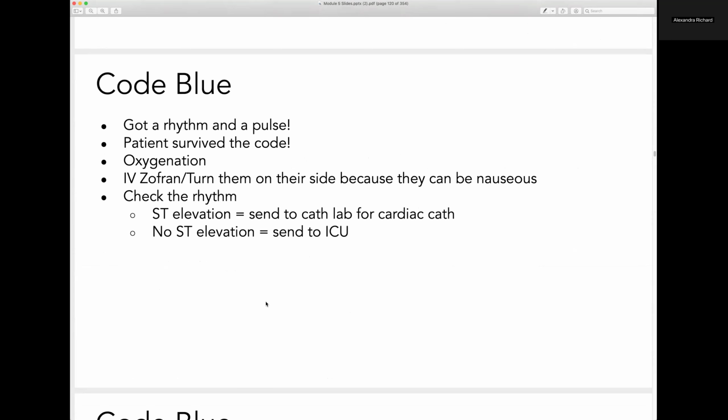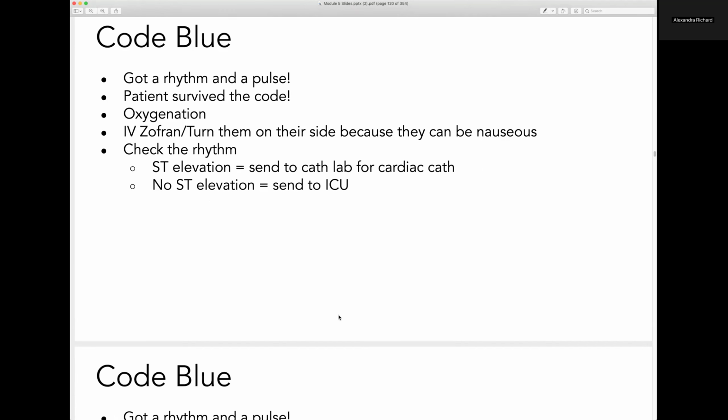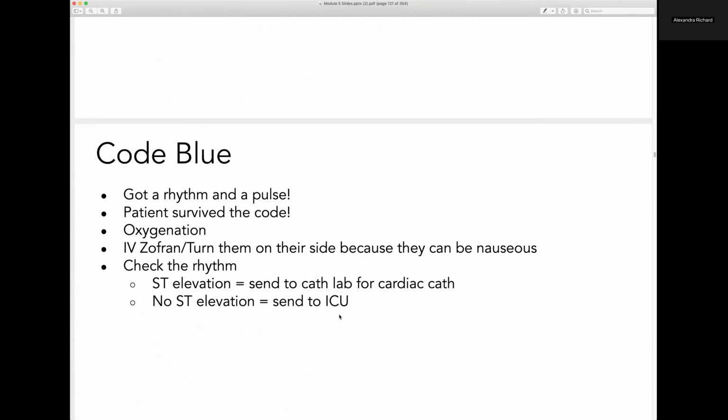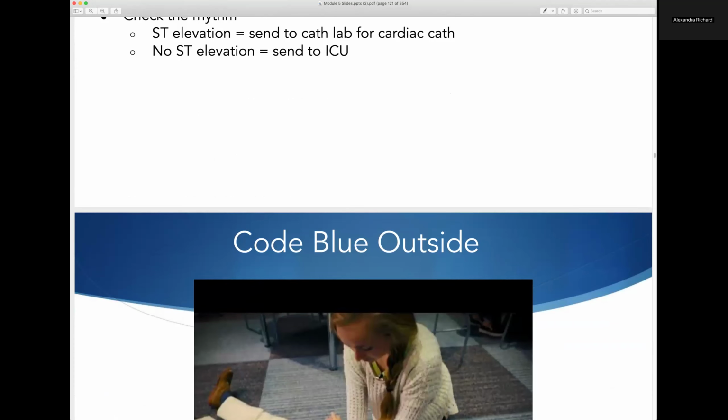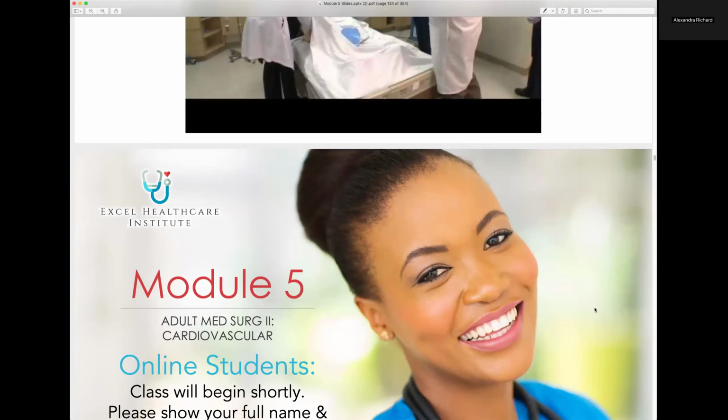If it's ST elevation, you send them to the cath lab for cardiac cath. The reason they code it is because they had a heart attack and it stopped their heart. If there is no ST elevation, you send them to the ICU. Okay, so for homework, I really want you to study this. You have to study this and you have to know this extremely, extremely well.